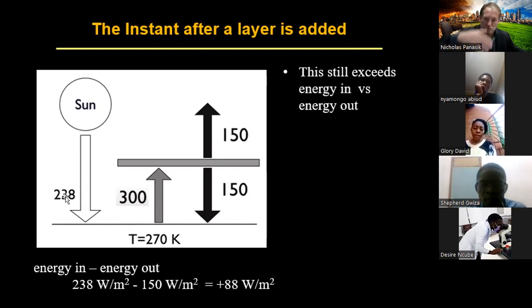That's for the whole planet. Now, if you wanted to look at the surface, you could say the surface has 238 coming in and 150 coming in, and then subtract 300. That's what's going out. It'll give you the same number. 238 plus 150 minus 300 is going to be that 88 as well. So you can do it either way. You can either look at the surface or you can look at the whole planet, but you'll still find that we're accumulating energy. Just like we were before.